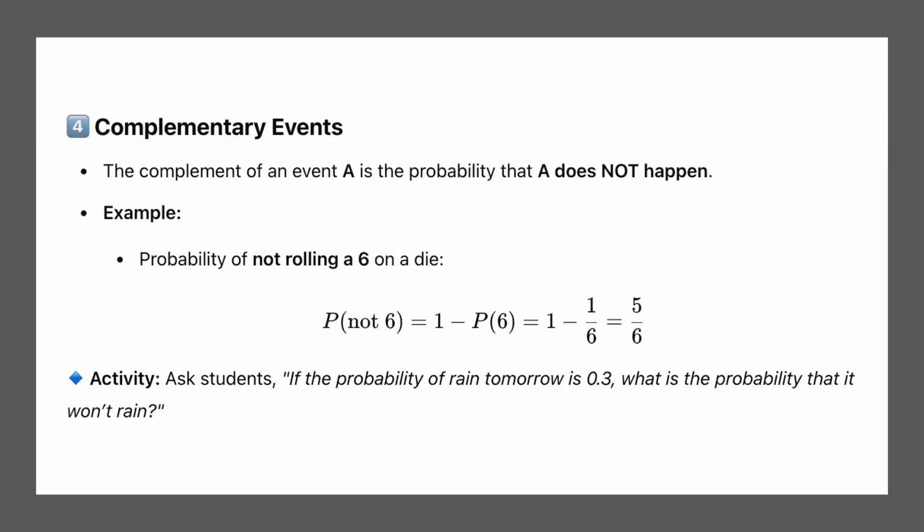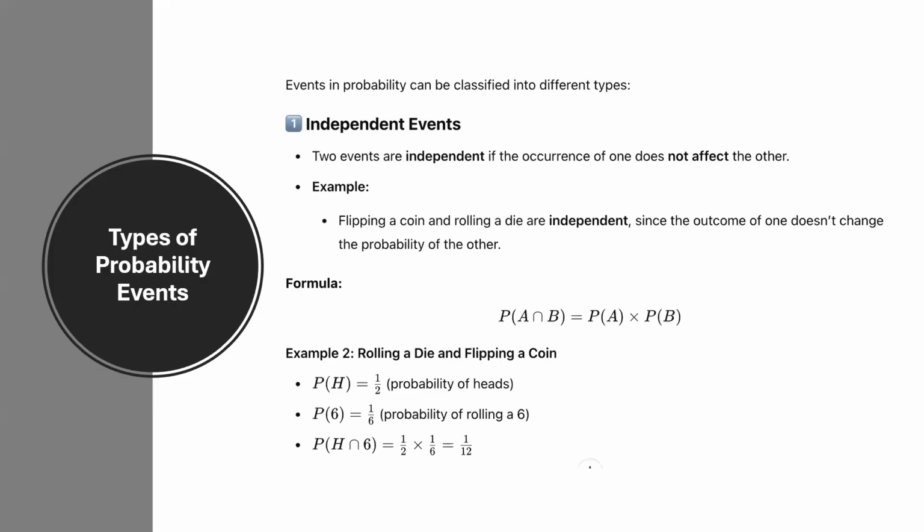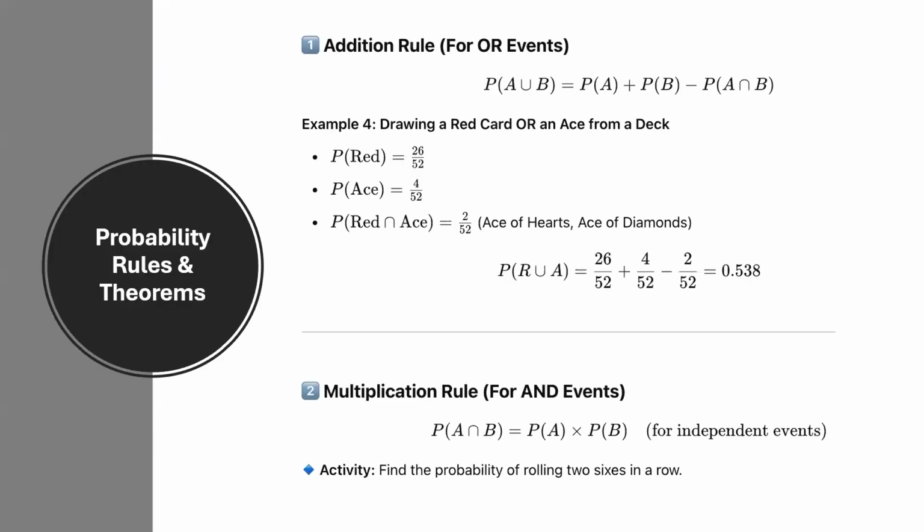Try to understand what the events are. First of all, you have to understand how to identify an event. It's very, very important. If you're not able to differentiate between the types of events, it will be very difficult for you to solve a probability question. Like the last example was dependent, no? Where we are taking out the ace cards and the red cards.